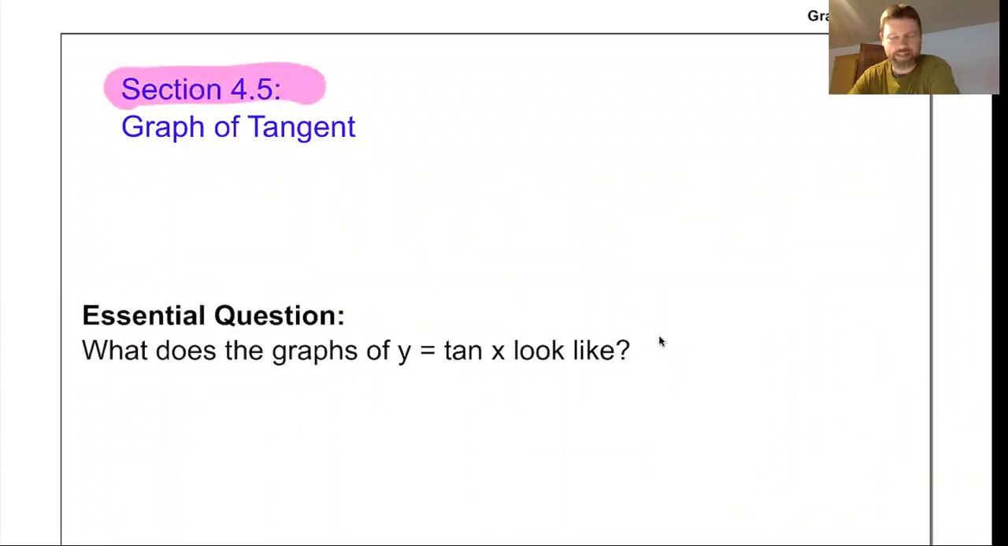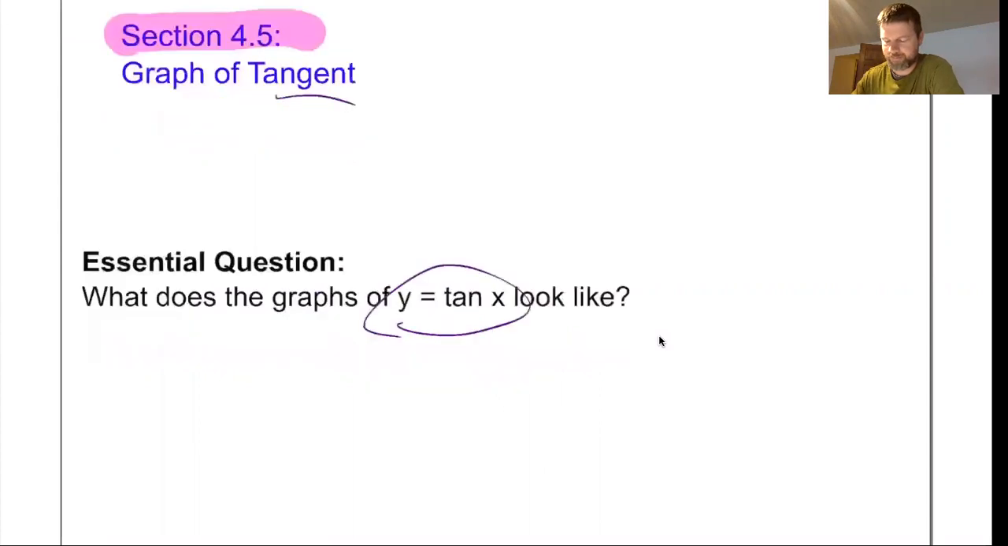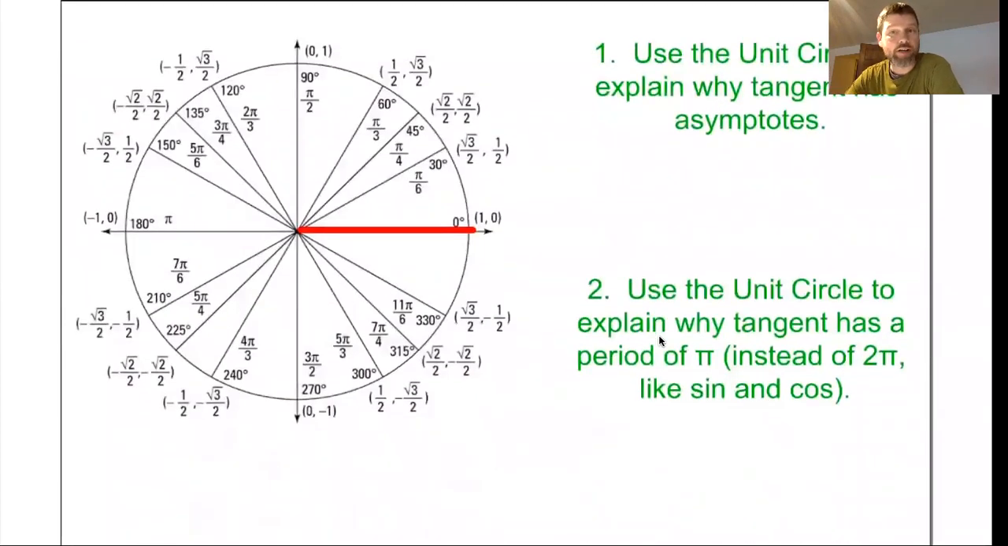Section 4.5, the graph of tangent. Our essential question today is to figure out what the graph of y equals tangent of x looks like. So a couple of things first. Tangent has some vertical asymptotes, and we can use a unit circle to explain that.